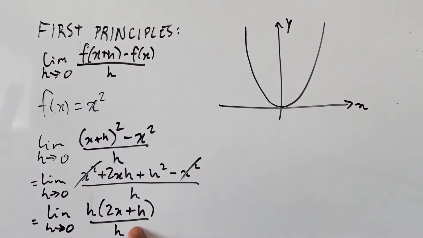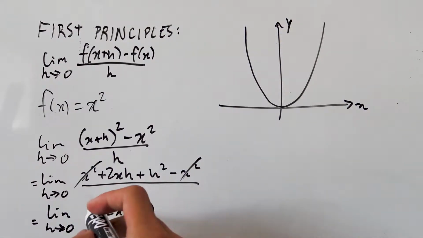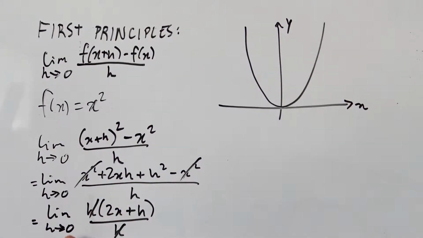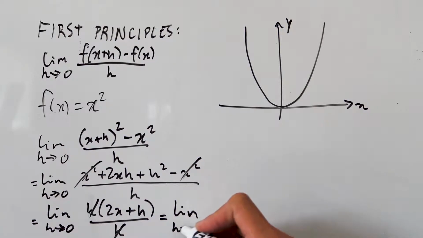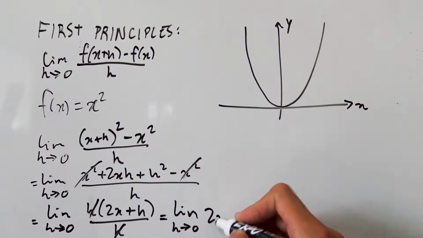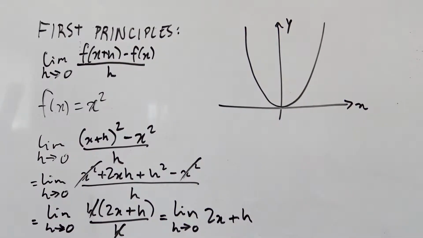And notice that this h and this h here can cancel each other out. And even though h is tending towards 0, we can still cancel the h's out because we're thinking of h as approaching 0, and so h is still some kind of finite number we can work with. So that's why we can cancel them out here. So now we're left with the limit as h approaches 0 of 2x plus h.